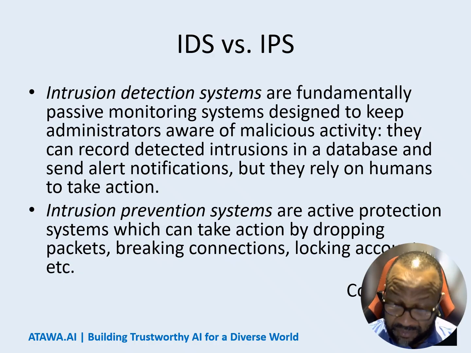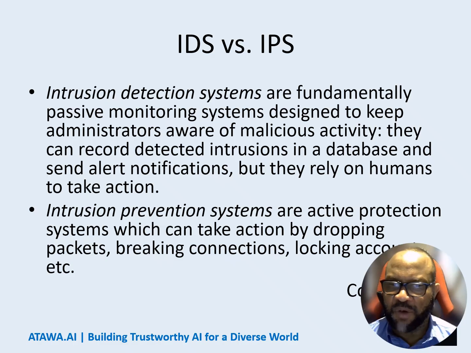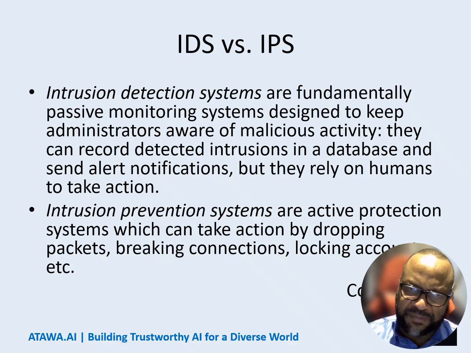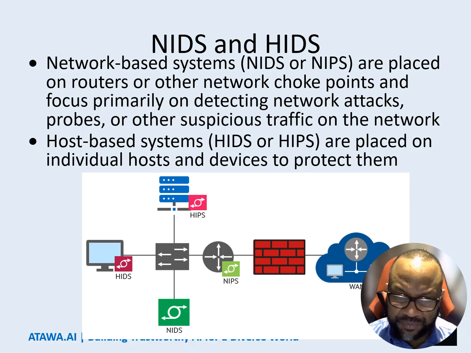So let's talk about IDS versus IPS. A normal intrusion detection system, we say it's passive. It observes attempts like malicious activity, and then it sends you an alert, but it still requires a human to take an action. Whereas the intrusion prevention system is active, it will actually take an action. If I see something like an attack, or what I believe to be an attack, I'm going to drop that packet, break the connection, or lock the account so you cannot access it.